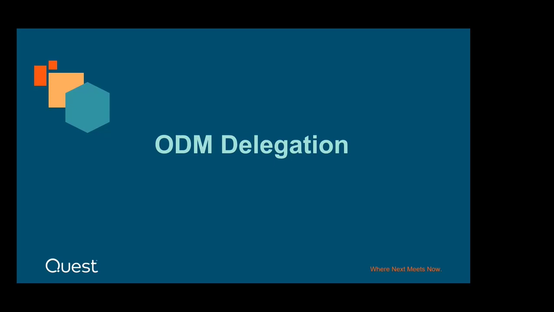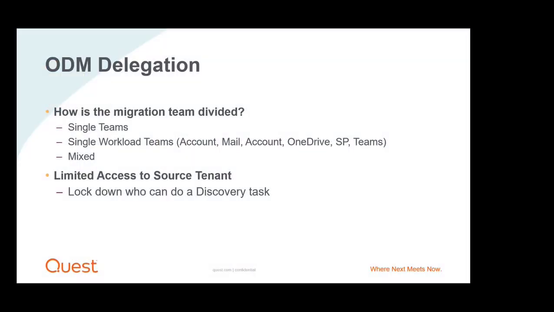Now I'm going to talk about on-demand delegation. Because I talked about using a global administrator account, a lot of customers don't like to hand those out to partners or whoever's doing the migration. So we recommend that since you're using that, you can use delegation in order to let somebody they trust with that account do those consents for you. So that's what I'm talking about, the limited access to the source and target tenant to lock down who can do discovery tasks or who can grant the consents.